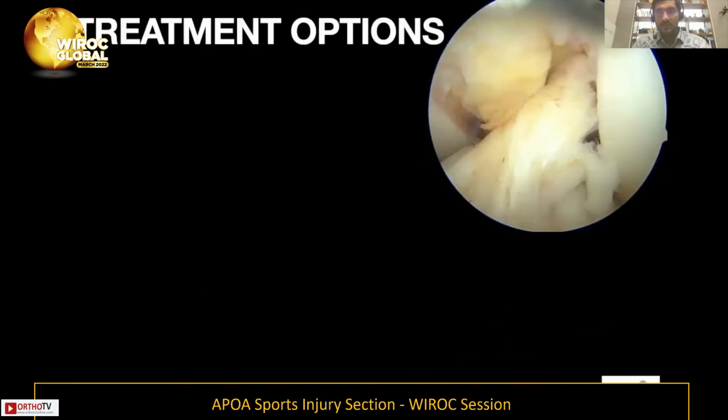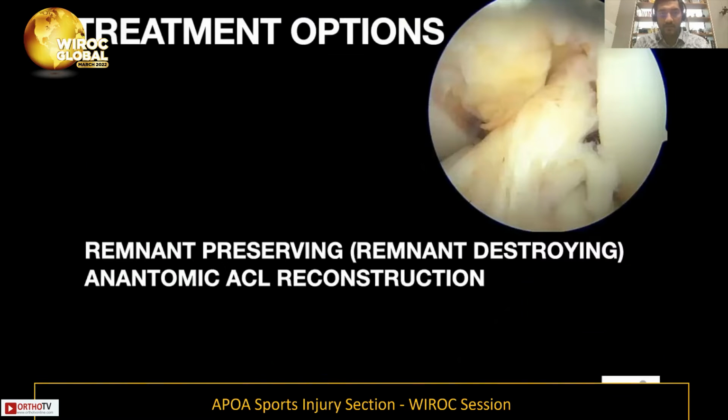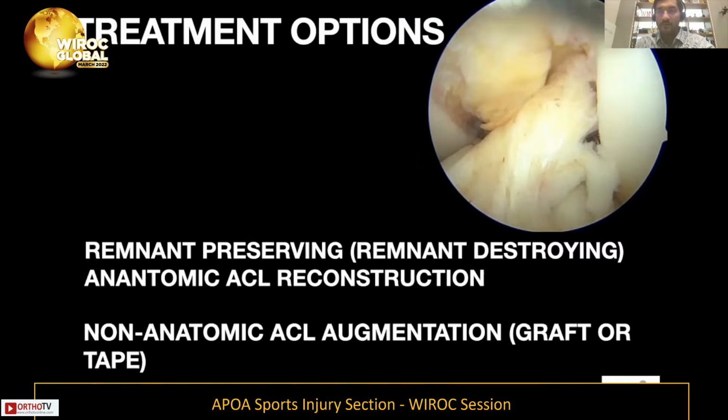So the treatment options in such a case are, you could either go ahead with a remnant preserving anatomic ACL reconstruction, but in this case, it would be more of remnant destroying, because if you're trying to stay within the anatomical landmarks, then you would have to destroy a few of the original native bundle fibers too. The other option was that you leave whatever is in the anatomic position as is, and you supplement it, augment it with a graft or a tape. But if it's not going to be where the original structures are, that means it's going to stay non-anatomic.